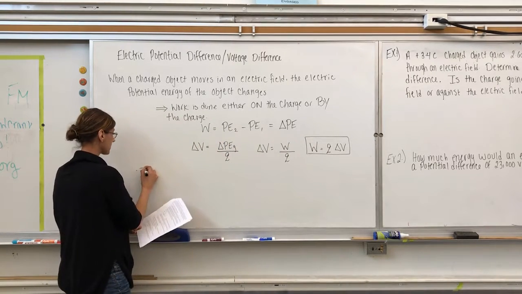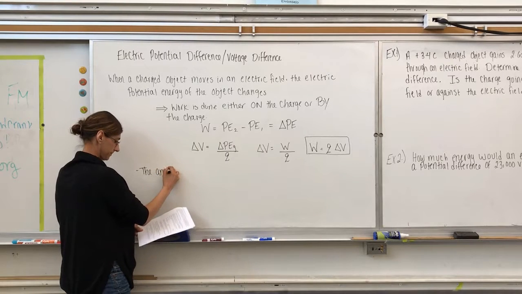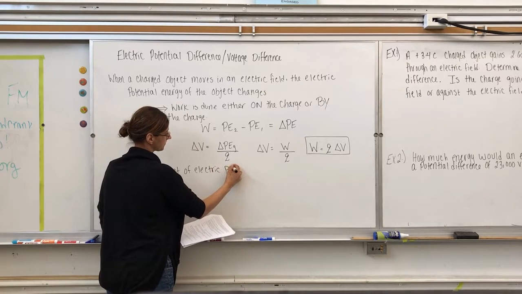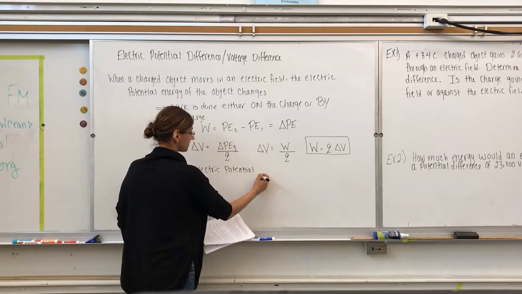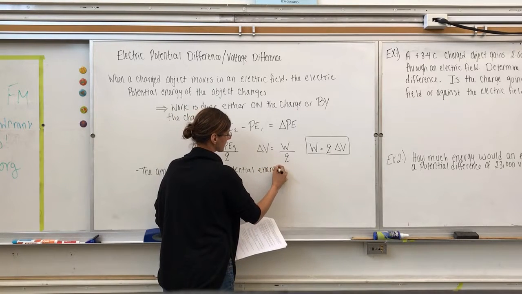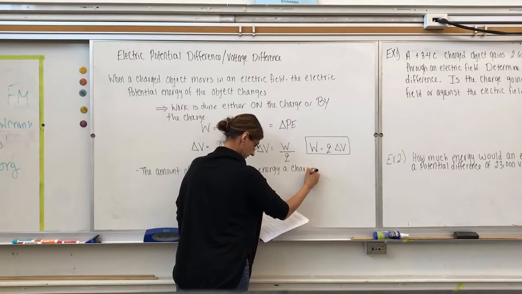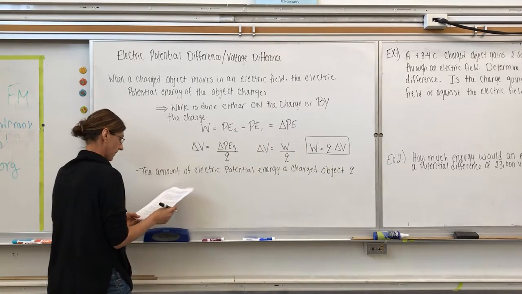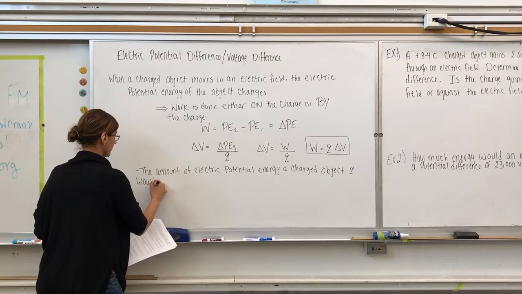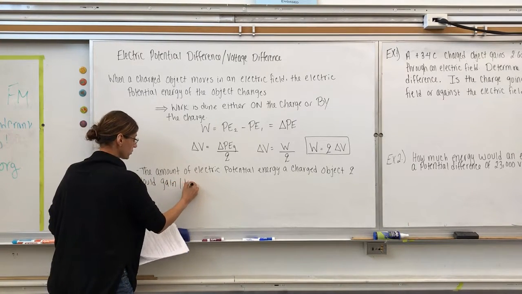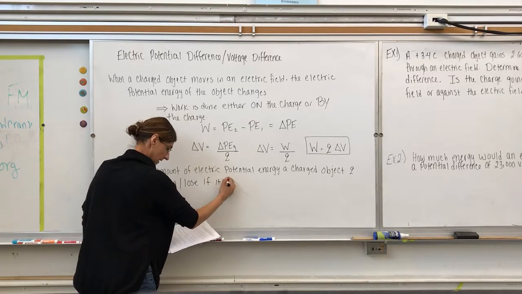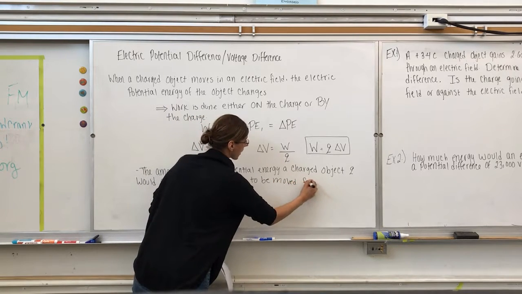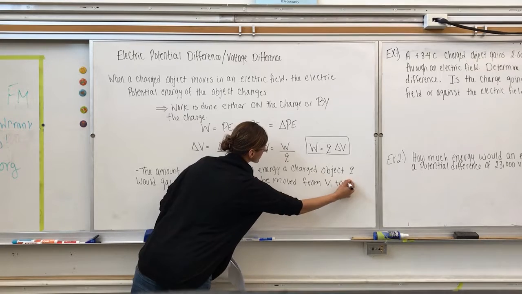And then we'll say the amount of electric potential energy a charged object Q would gain or lose if it were to be moved from V1 to V2.